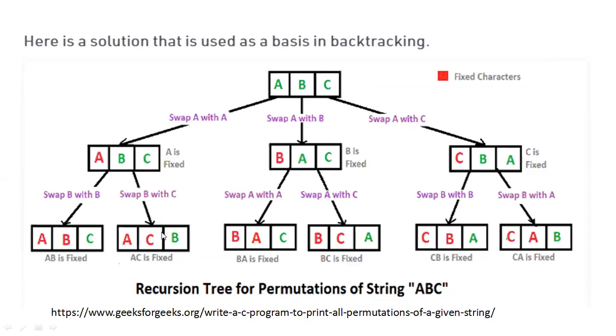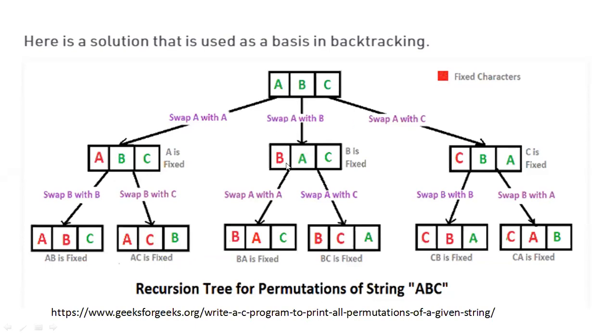So when you swap, A and C are the two characters which are fixed, and we got the second solution, that is A, C, B. Now all three characters are utilized. We got the second string. We found a solution. Again, we will backtrack and fix the second character. So the second character is B and B is fixed here now. So swap A with B.